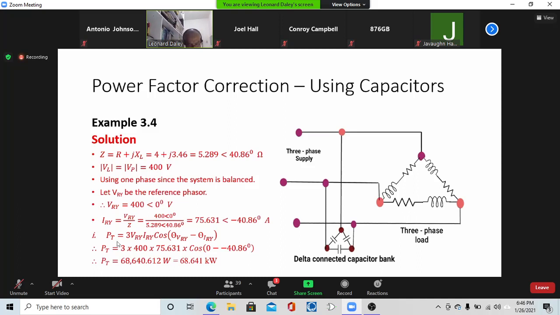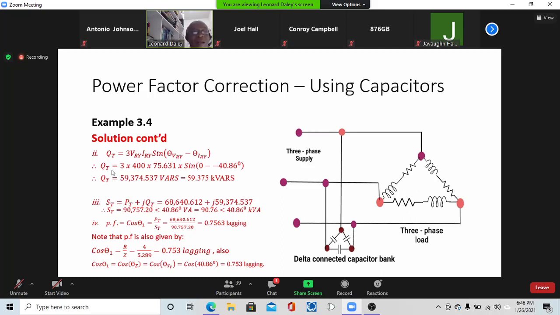So the first question was to find the total power. So we have done that. Then the next question was to find the total reactive power of the existing system. Right. So we have not looked at what the capacitor is doing yet, right? So reactive power is given by 3 VP IP sine theta. Right? So 3 VR IR sine of theta VRY minus theta IRY. And that gives me 59,000 VARs. Right? 59.375 kilovars. All right.